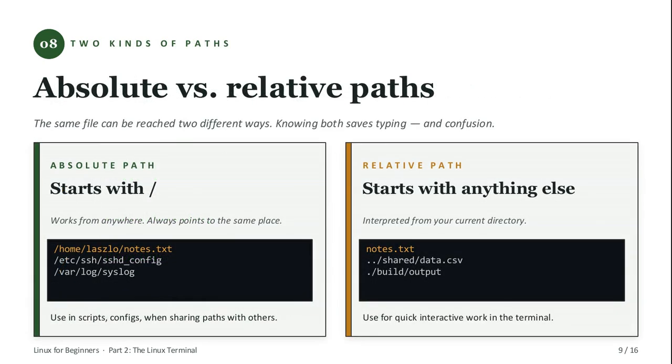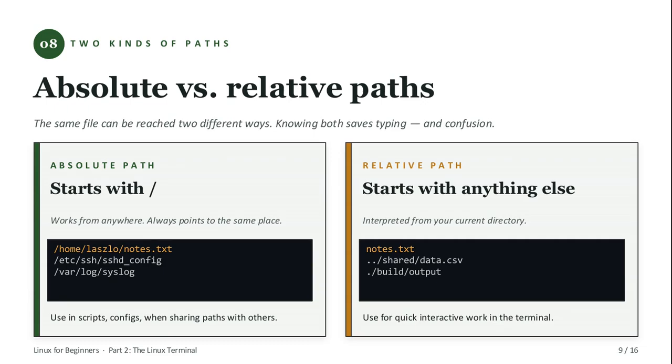Now those shortcuts lead naturally into a bigger distinction. Every path you type is either absolute or relative. An absolute path starts with a / and works from anywhere on the system, always pointing to the exact same file. That's what you want in scripts, config files, or anything you'll share.